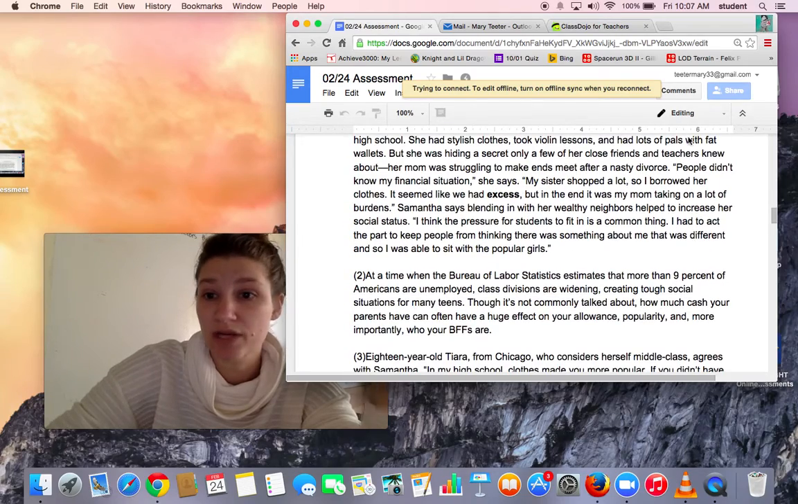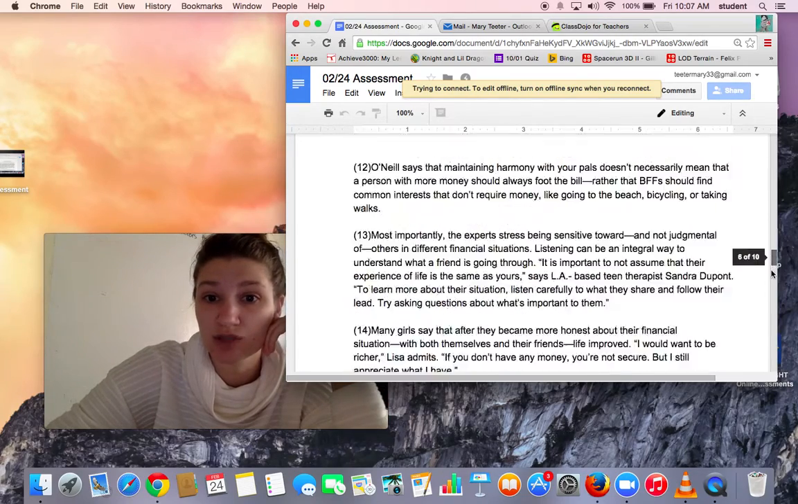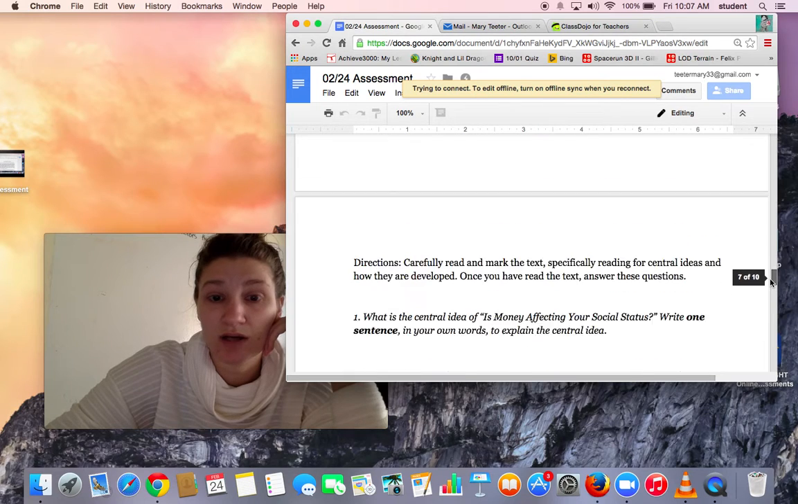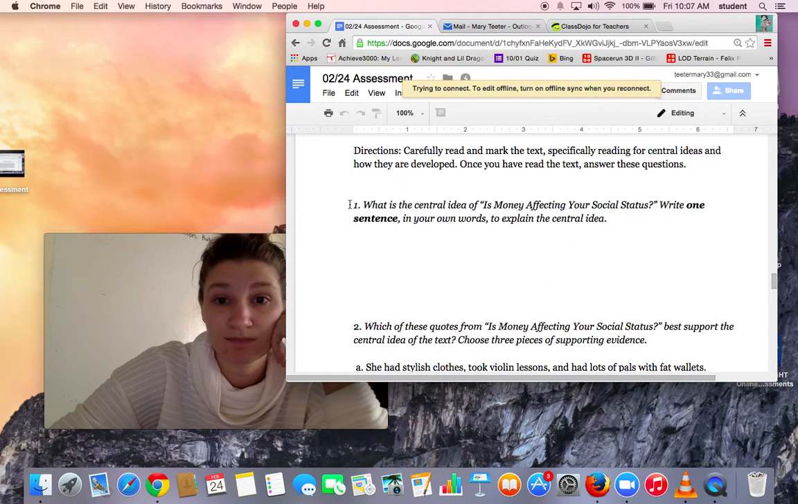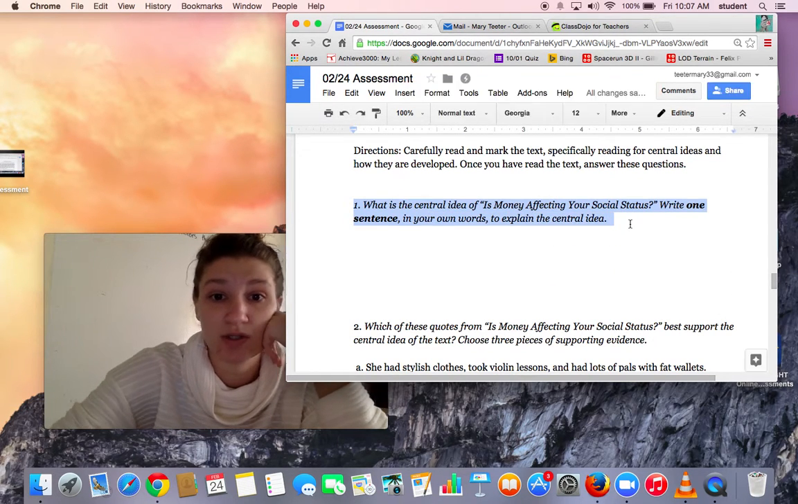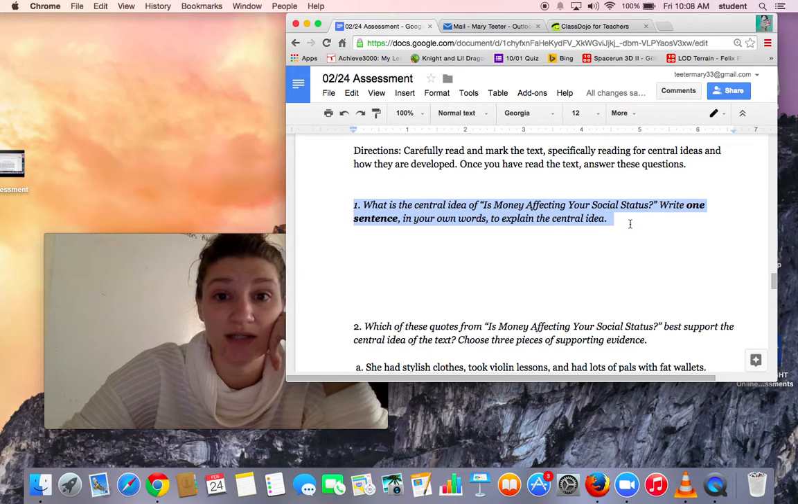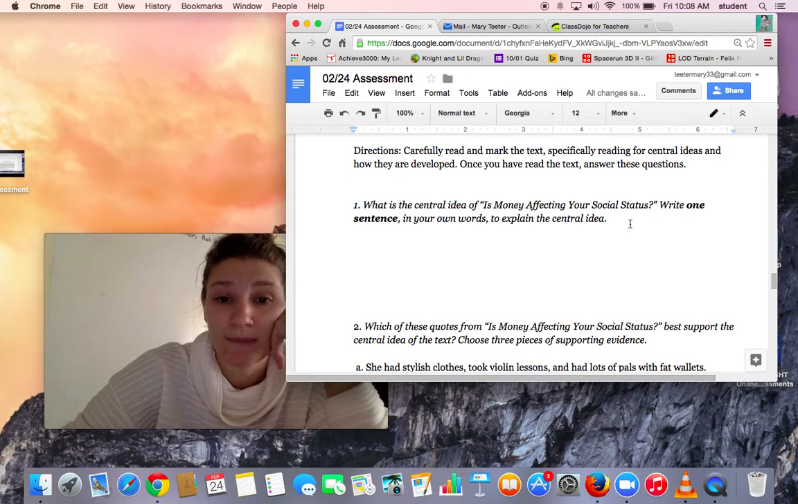Once you are done reading the passage, you're going to see a couple questions. Question number 1 is a short answer question. It's only 1 sentence long. You're telling me what is the central idea of the article. So remember, the central idea is the main idea. Tell me who it's mostly about and what it's mostly saying. And keep in mind that most of this is related to identity.